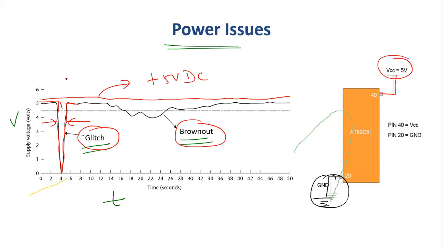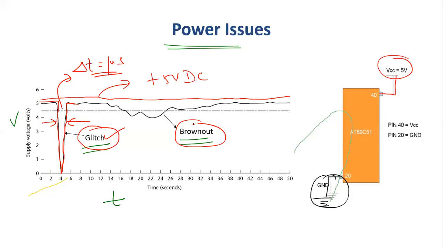If you see the time duration of this delta T, it lasts only for a few microseconds, not more than that. So it is an extremely short phenomenon where the power supply voltage dips from 5 volt to 0 volt for an extremely short period of time. It is an extremely short spike where the voltage is pulled down to 0 and then it returns back. This is called a glitch.